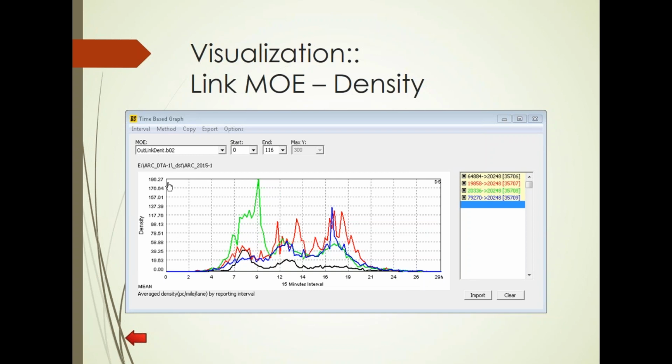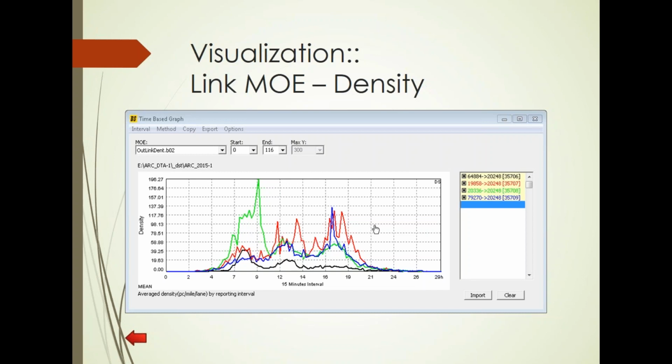And typically, a graph like this is in terms of time. So if we perform a 24-hour simulation assignment, this is in terms of hours, and 15-minute interval is the current aggregation interval. You can do 1 minute, 5 minutes, even an hour by selecting the interval menu. The y-axis is the density. In this plot, we are showing the density, in terms of number of passenger cars per mile per lane.